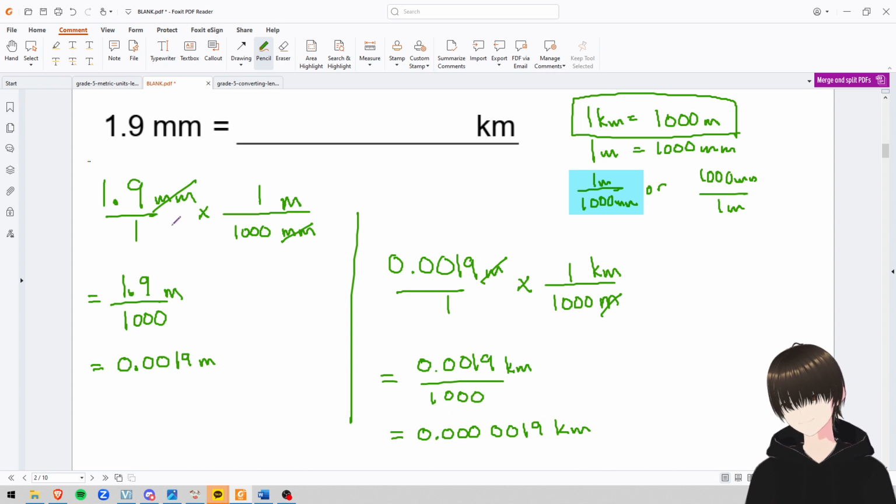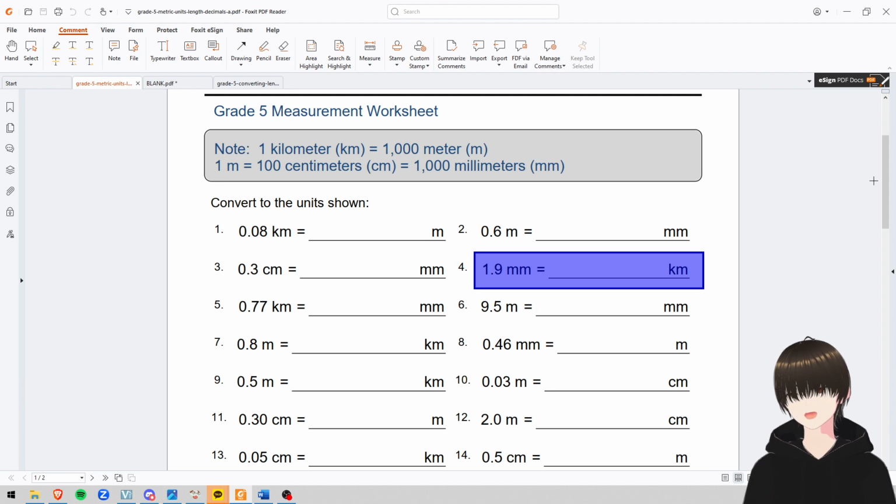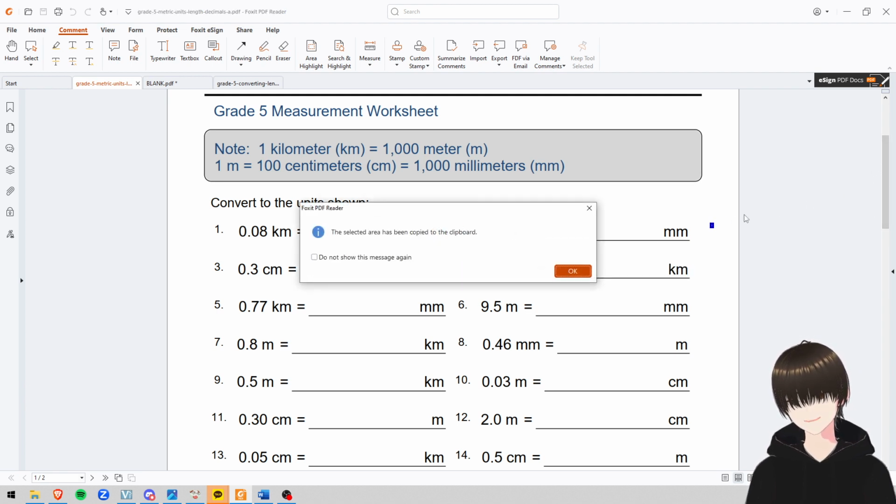Which makes sense. 1.9 millimeters, you know that's a really tiny value on your ruler inside your pencil case. How many kilometers is that? Well, a really, really, really small amount. I hope this makes sense. And I'm hoping you get a chance to use this particular method to solve all of these metric conversions in your handout.